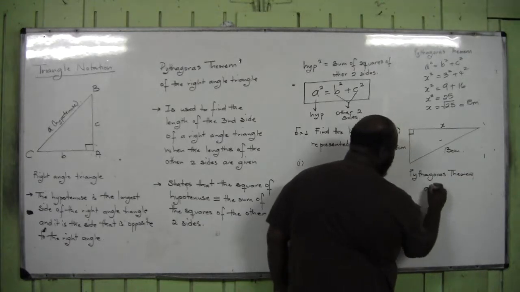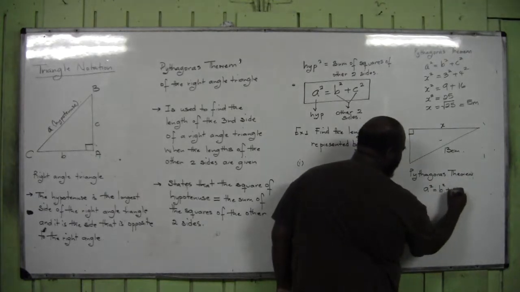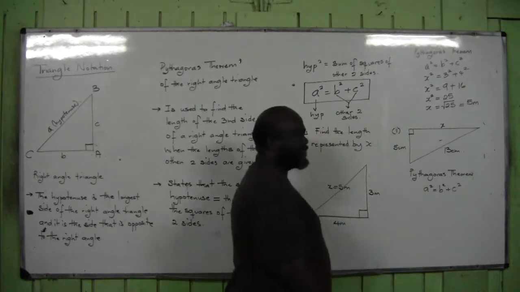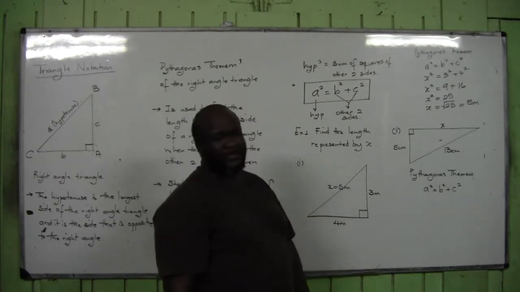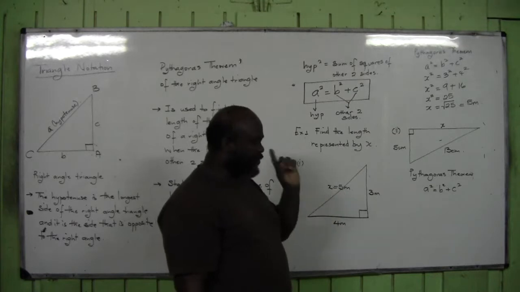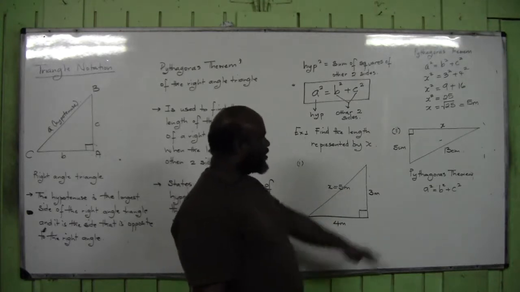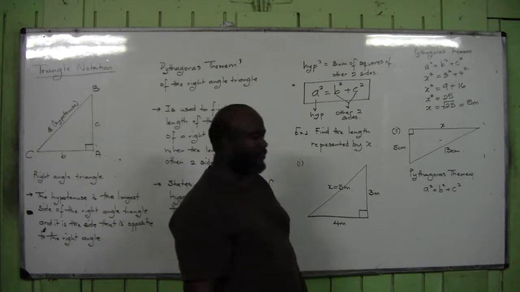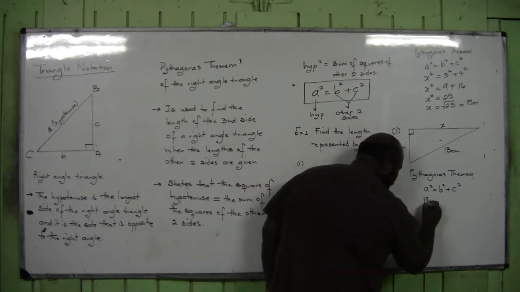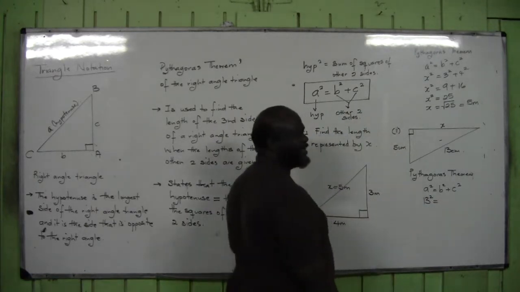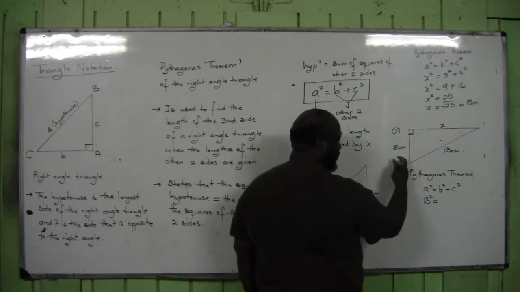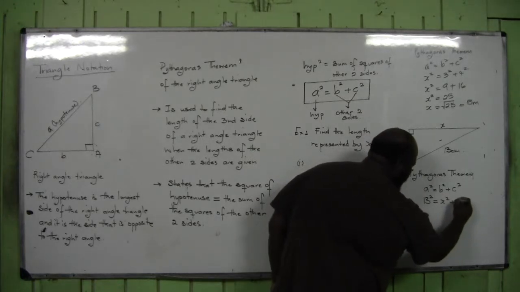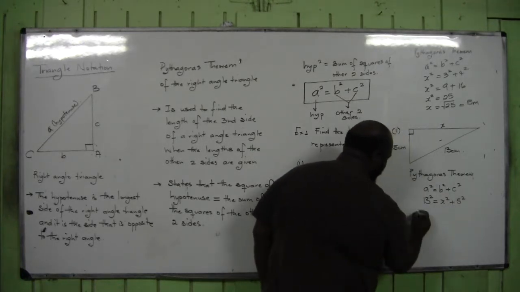It says A squared is equal to B squared plus C squared. What is important in that formula is what the A represents and what the B and the C represent. A is the hypotenuse. What is the hypotenuse of this triangle? 13. So A is 13 squared. B and C are the other two sides. What are the other two sides? X and 5. So this is x squared plus 5 squared.